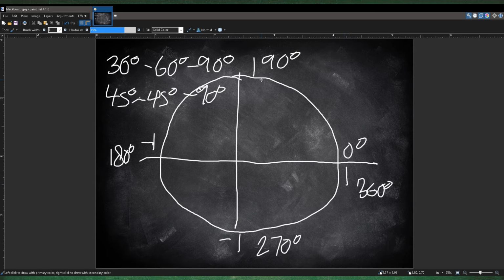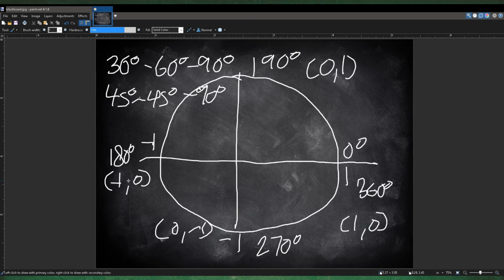So the 90 degree is just 0, 1. The 0 degree and the 360 degree is 1, 0 in rectangular form, in the regular plane. And then here is 0, negative 1, and right here is negative 1, 0. You can see a bunch of these tables in Google Images if you type in the unit circle. You just have to memorize it, but you just need to know these two circles.